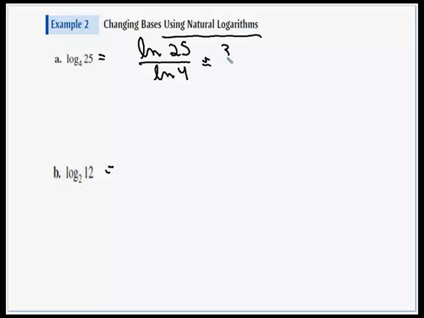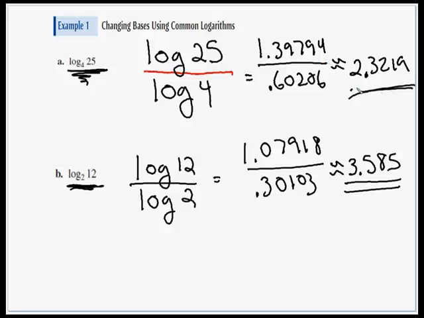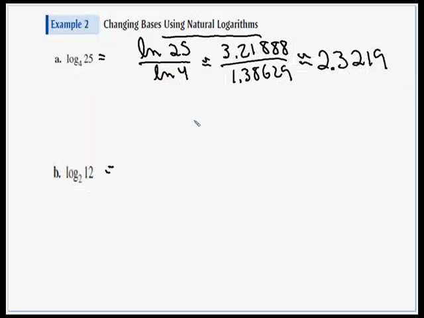The ln of 25 is 3.21888. The natural log of 4 is 1.38629. And when we divide these and round off, we're going to get 2.3219. That is the exact same answer, 2.3219, that we got with the common log transformation. And here we did it with the natural logs. Again, the numerator and denominator were different with the natural logs than the common logs, but when we divided them, we got the same answer for the log base 4 of 25.